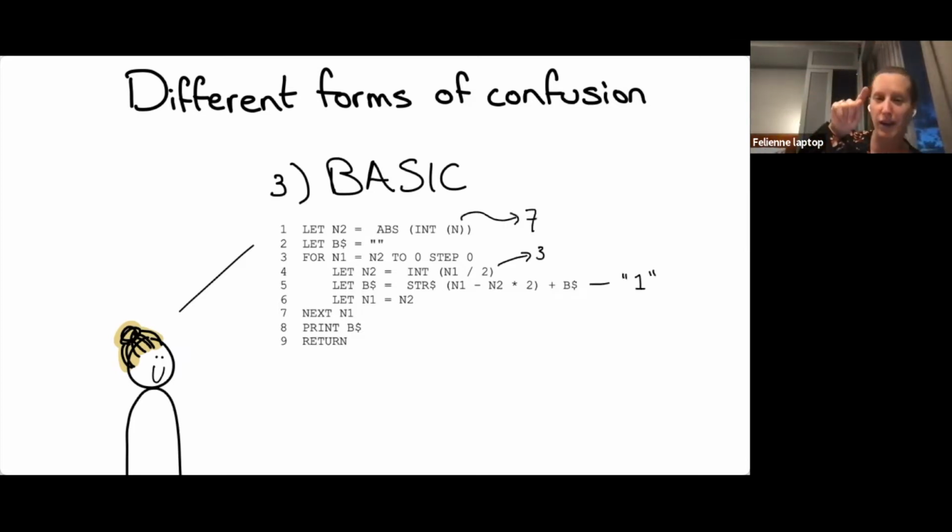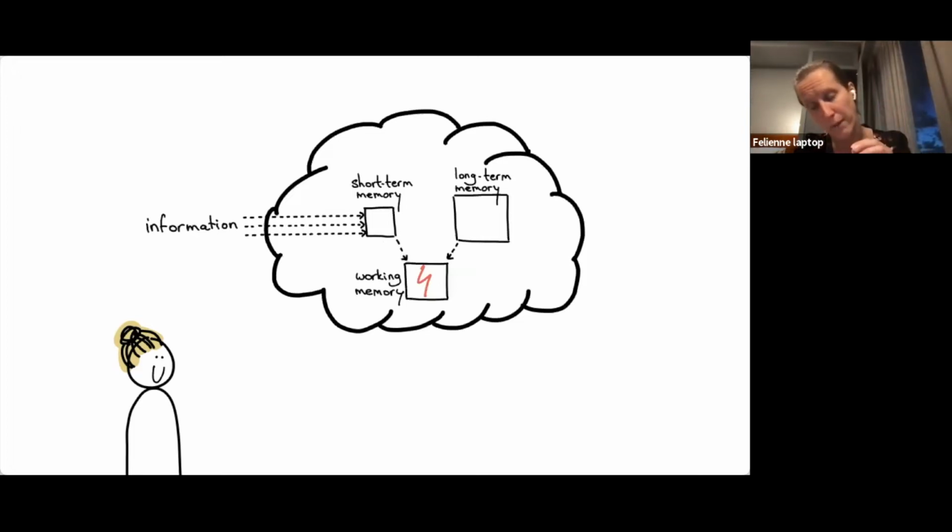And you almost want to go like, okay, let's step through this program. Let's say N is 7, then N2 becomes 3, and then B string becomes a string 1. You have to line by line mentally execute the program if you really want to figure out what is what. So this is a working memory issue. And you see that these things are very, very different from each other.